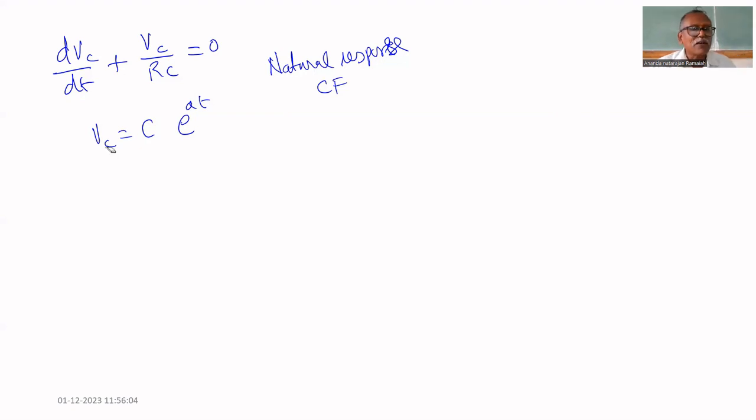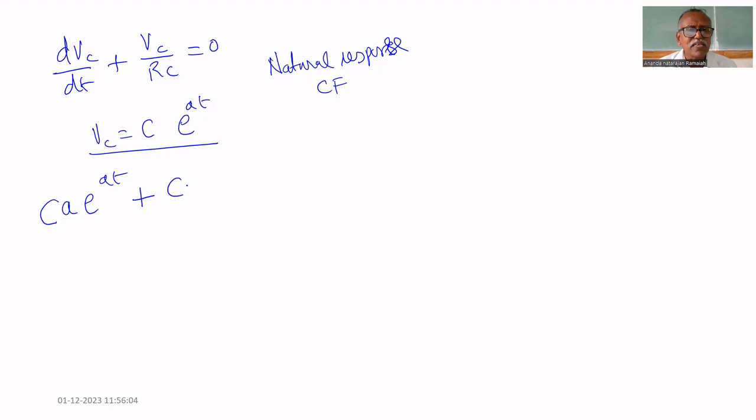Solution means what? If I substitute that, it must be equal to 0. What is the meaning of solution? I am saying that C e power at is the solution to that function, then it must satisfy that equation. Substitute that C e power at. If you differentiate, what will you get? Vc equal to C e power at, differentiated, gives C A e power at. Am I correct or not? C A e power at plus Vc.